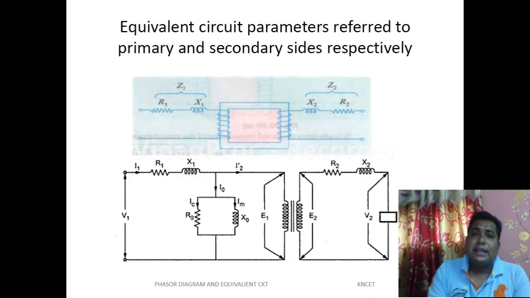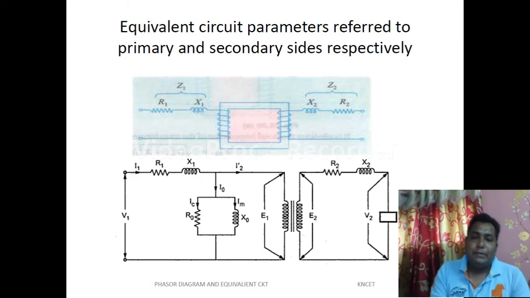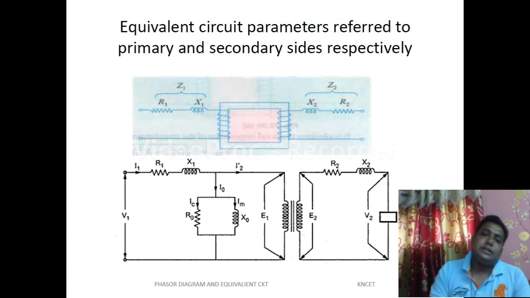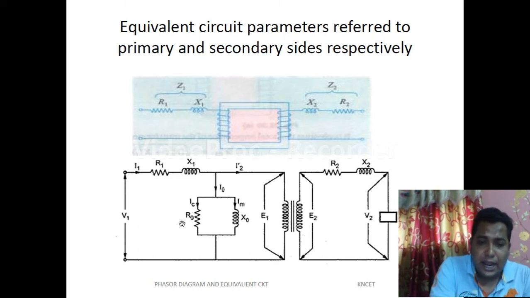Equivalent circuit parameters referred to the primary and secondary side respectively. Here we can see the full equivalent circuit diagram. The left hand side represents the primary side, and the right hand side represents the secondary side. Here in the diagram, follow my pointer, this R0 and X0 represent the no load resistance and no load reactance of the system.